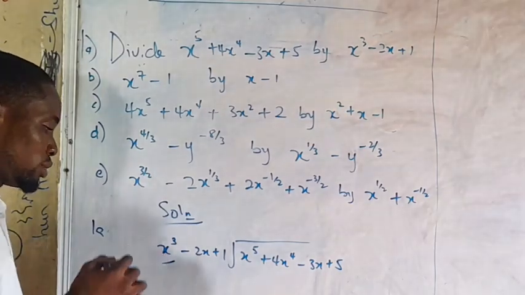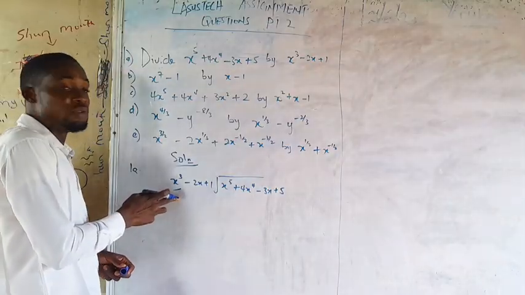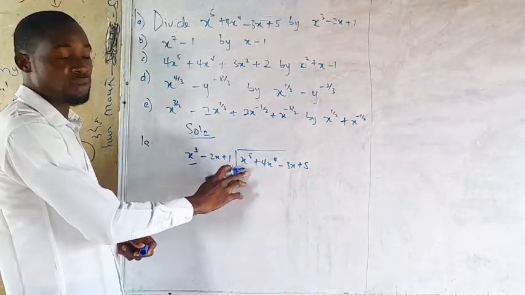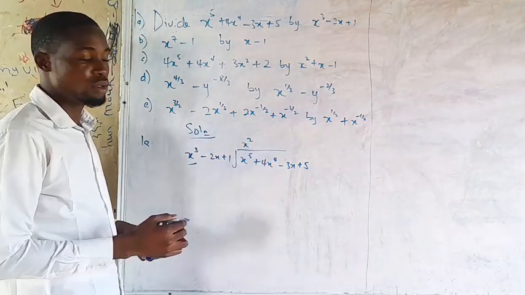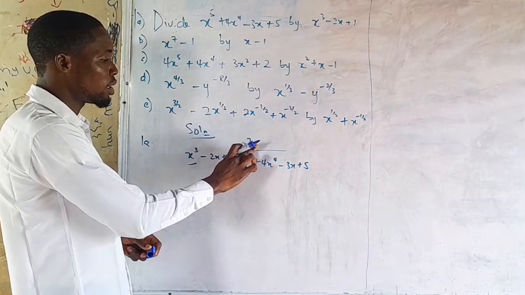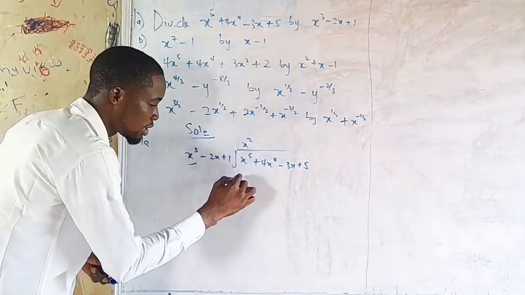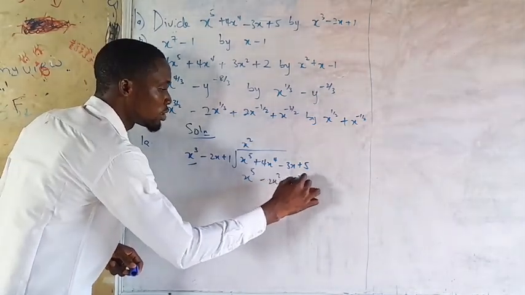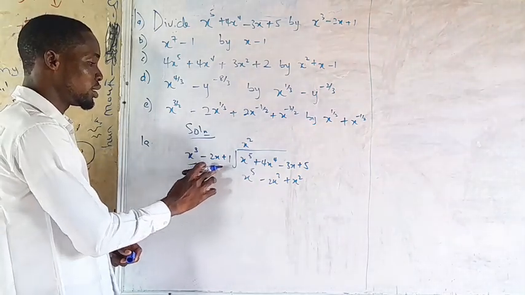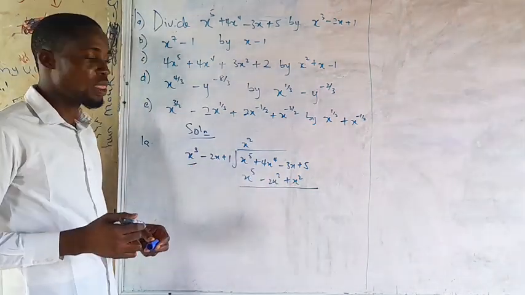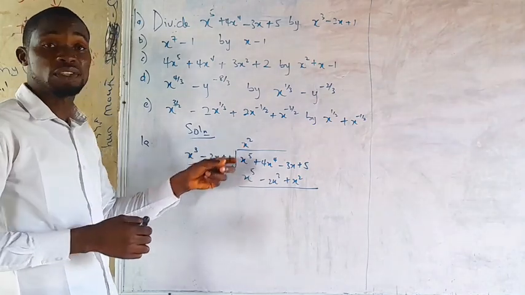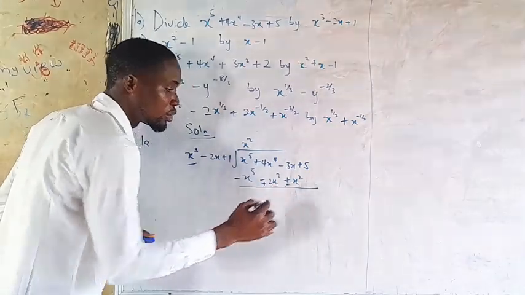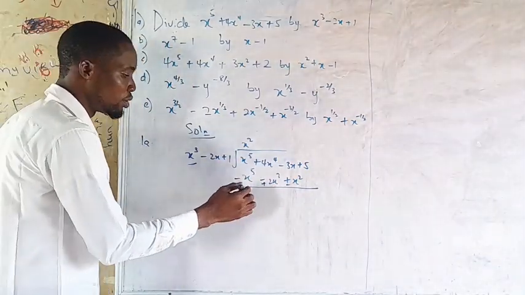Now, how do I divide? The idea in polynomial division is to use the first variable throughout. So x^5 divided by x^3 remains what? x^2. Multiplying our quotient x^2 by the divisor, I have x^5 minus 2x^3 plus x^2. Now, if you are acquainted with division of this form, I'm going to subtract at this point. On subtraction, this becomes plus, this becomes minus. On subtracting, this becomes 0.